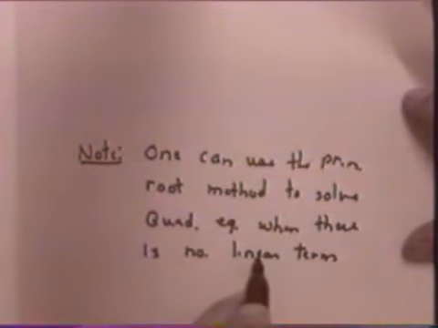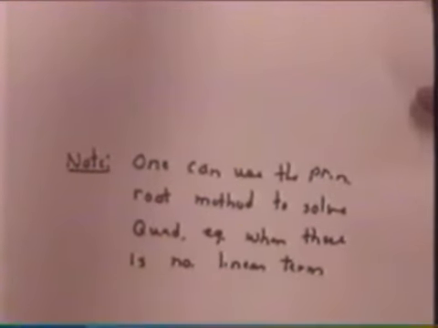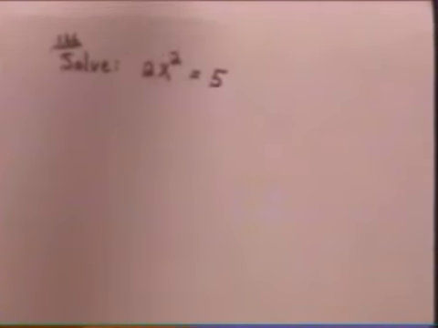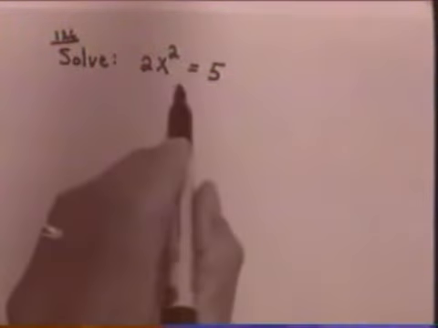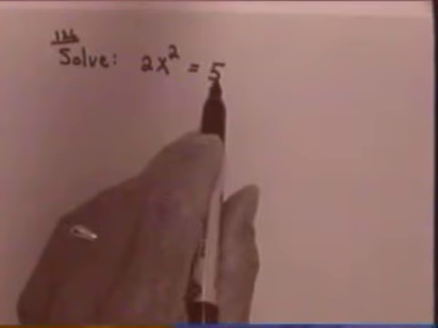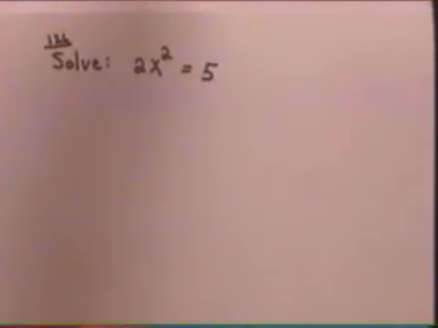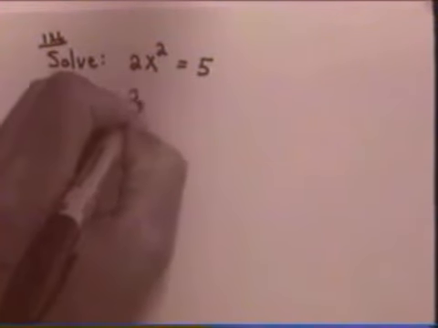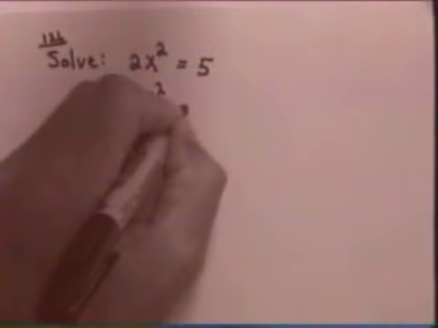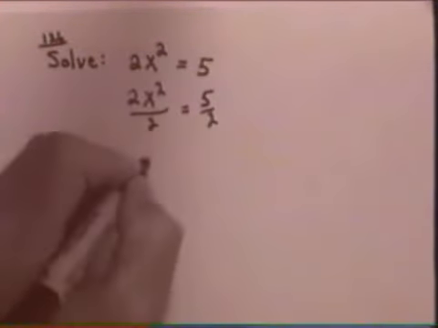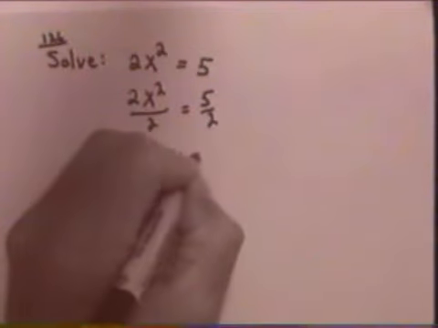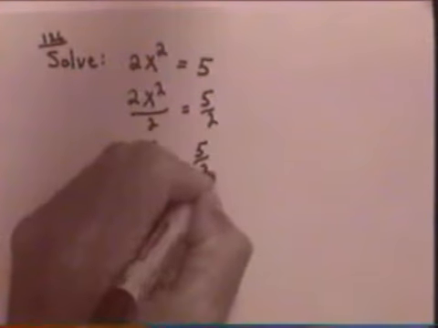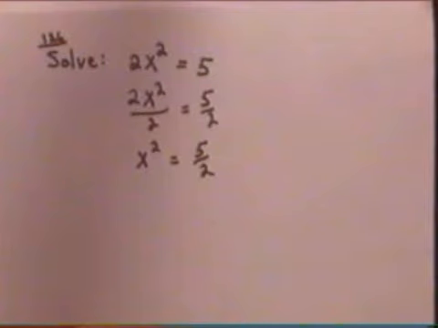Now, of course, linear means x raised to the first power. Now, if you go back up and look, I have no linear term. I have x raised to the second power, and I have a constant. There is no linear term. So what I want to do with the principal root method is to get x squared by itself, and then take the square root of both sides. So I can divide both sides by 2 to get x squared is 5/2. So I simply divided both sides by 2.